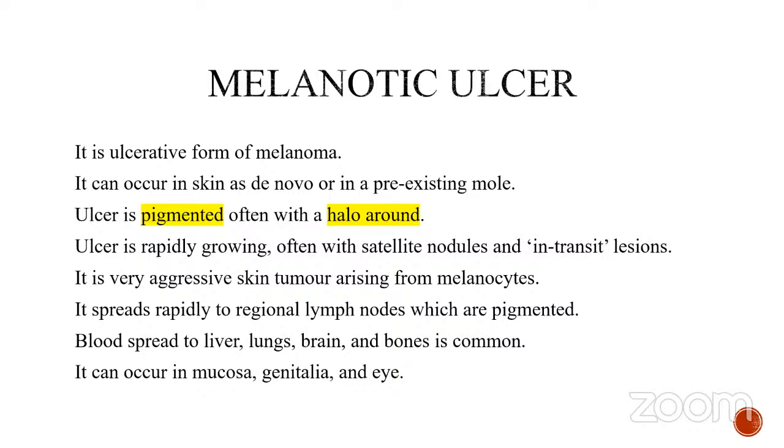It spreads rapidly to regional lymph nodes. That's the difference between BCC and a melanotic ulcer. This melanotic ulcer is due to its origin from melanoma. It's rapidly spreading. It spreads to lymph nodes, and even to blood, to liver, lungs, brain, and bones. So the spreading nature is very common in melanotic ulcer, whereas BCC does not spread through the lymphatic system or blood vessels. It only spreads locally. It can also occur in mucosa, genitalia, and even the eye.